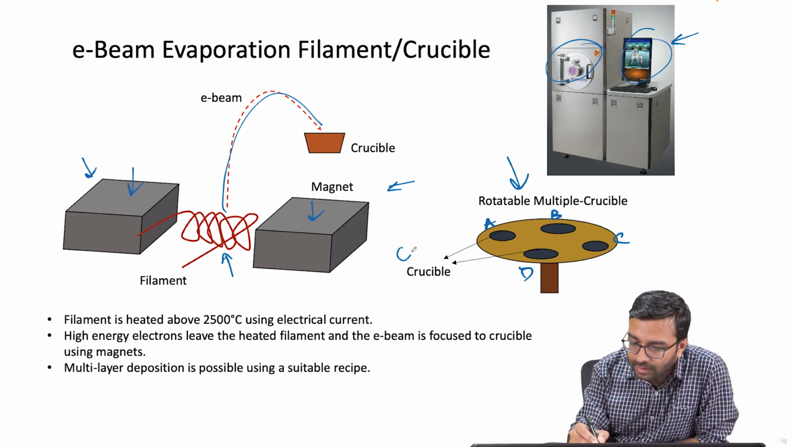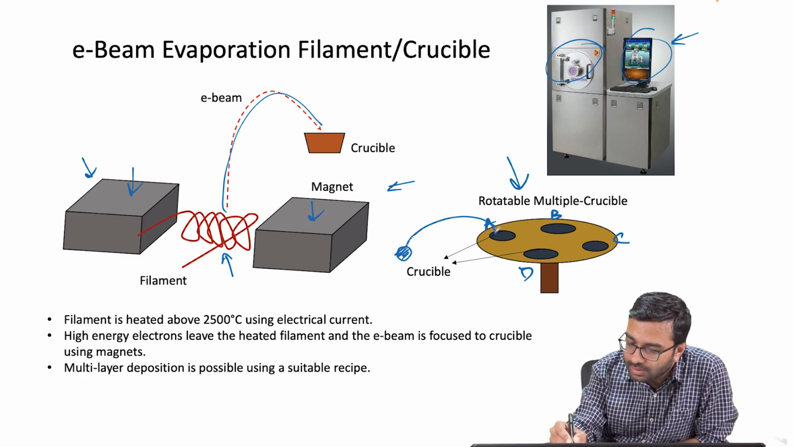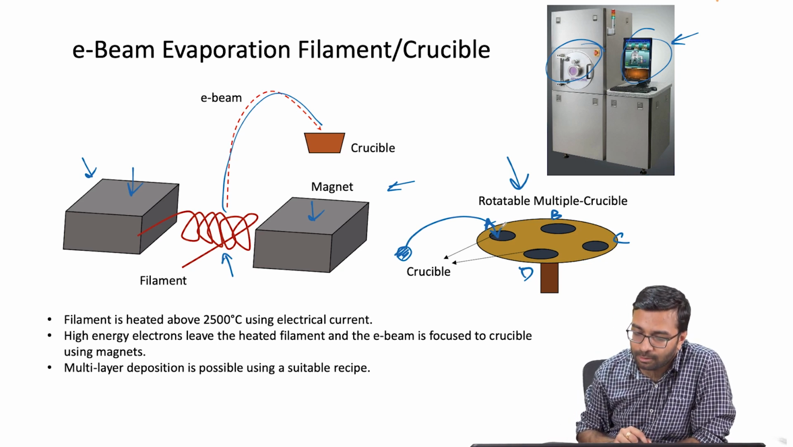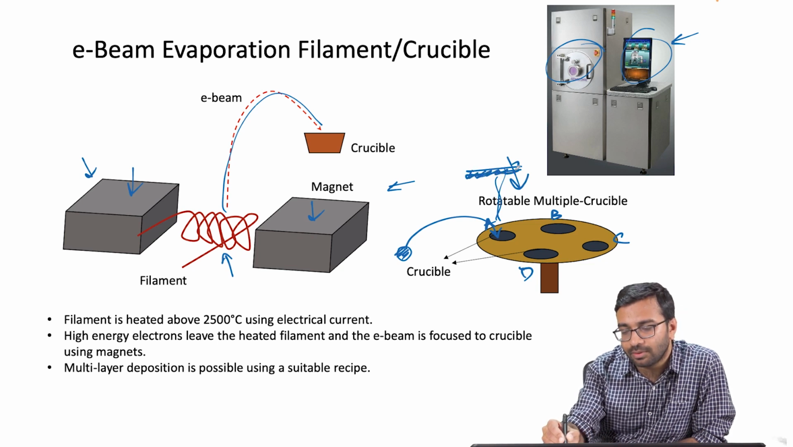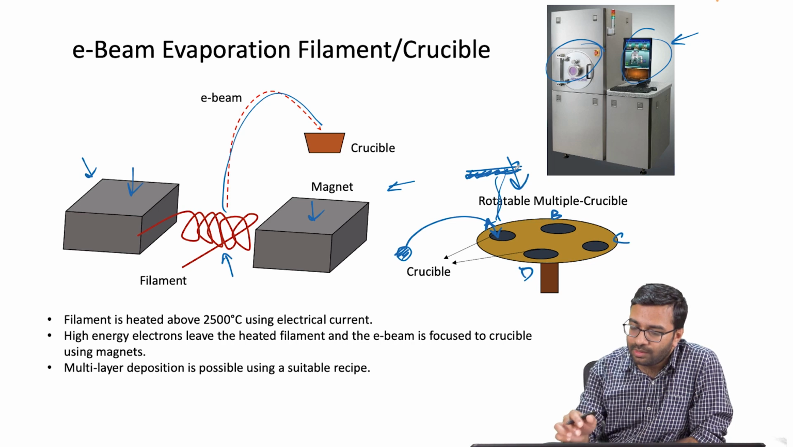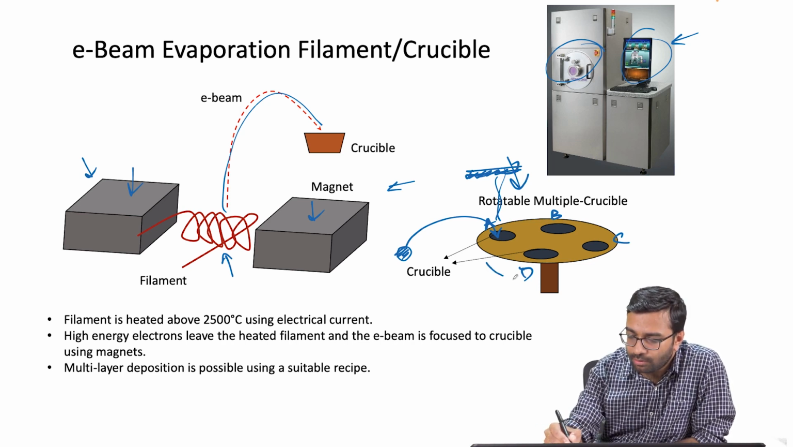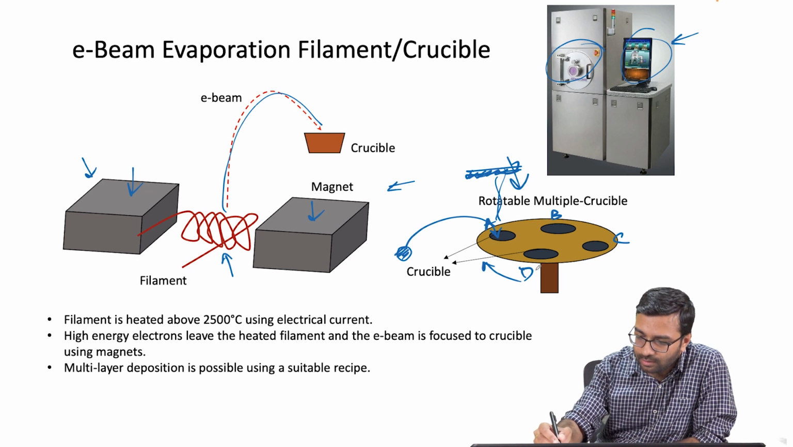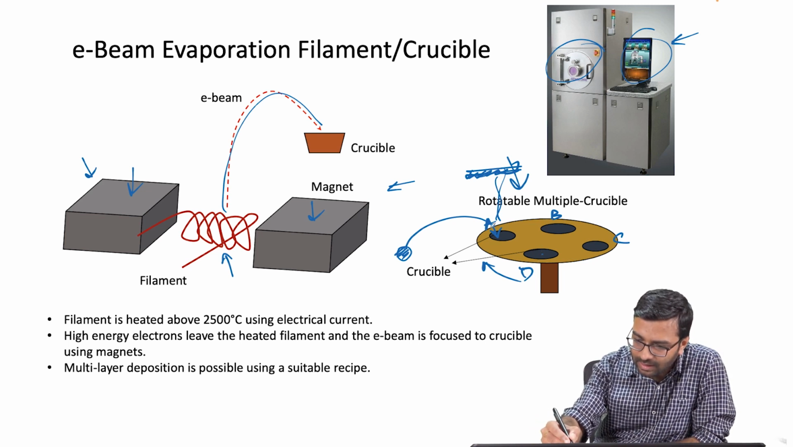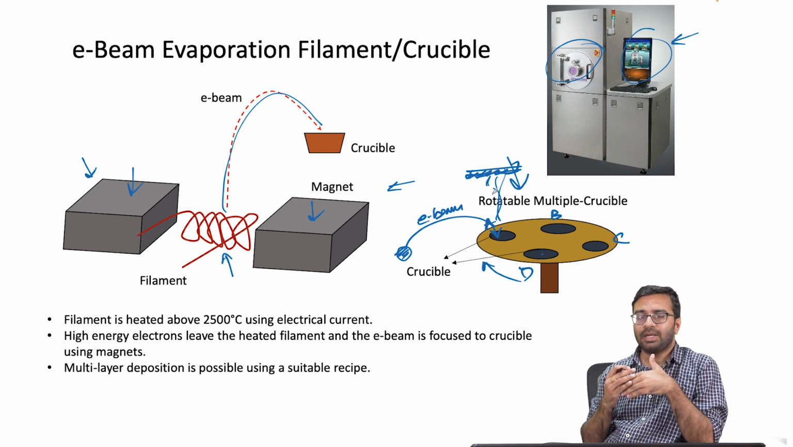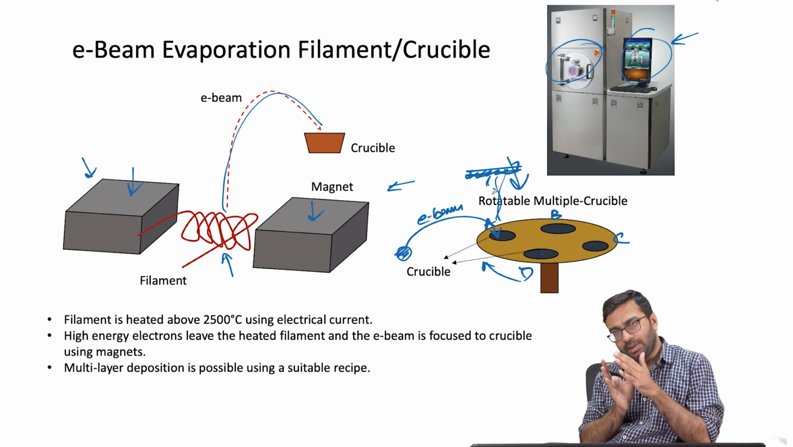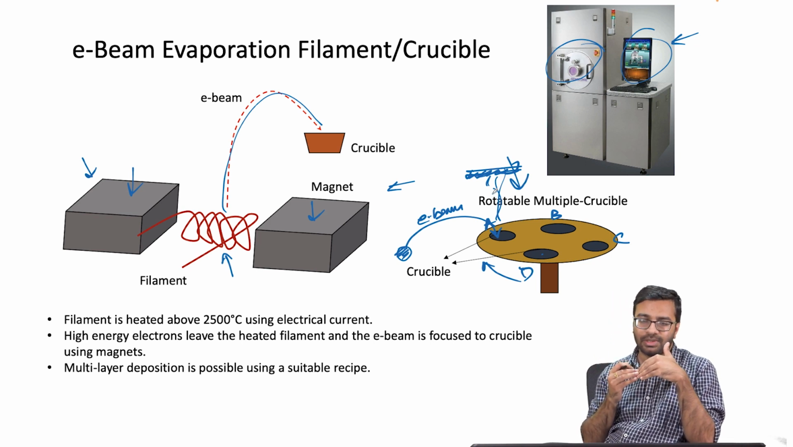For example, if you have an electron beam, this is the filament, this is the electron beam focused on material A, it will deposit material A on this substrate. Now if you want to deposit material B, what you do is you rotate this disc and then put, say, material D underneath this electron beam, then material D will get deposited, and so on and so forth. So you can very easily create a multi-layered thin film of different materials, say A, B, C, D, right.